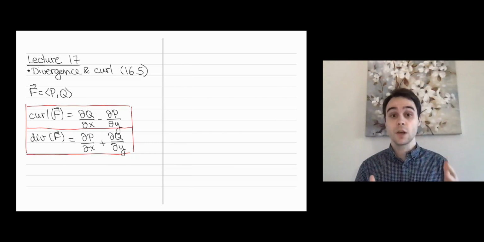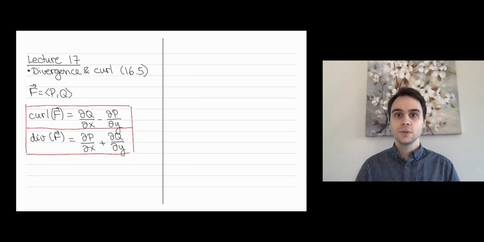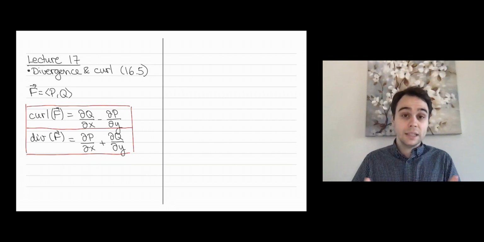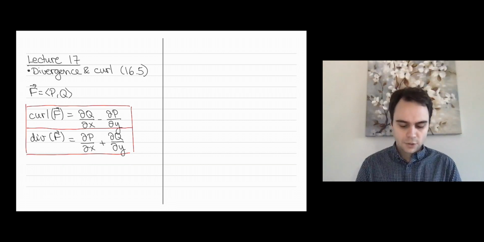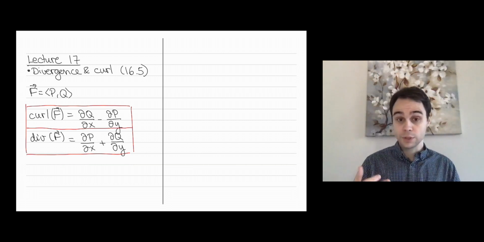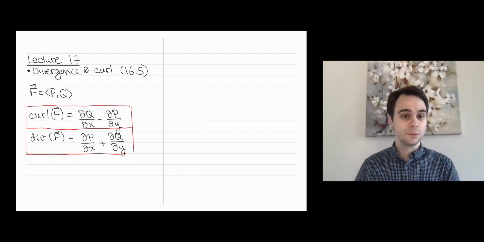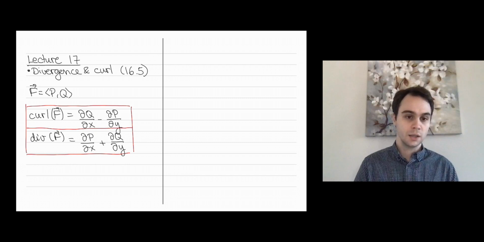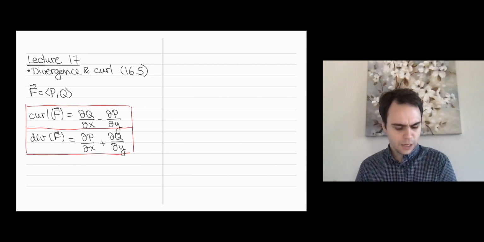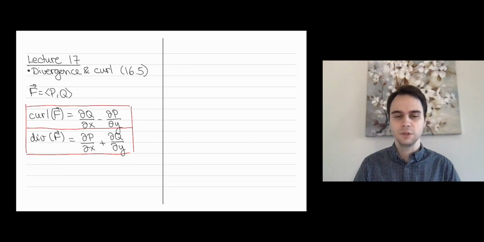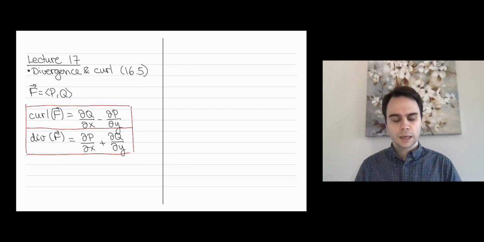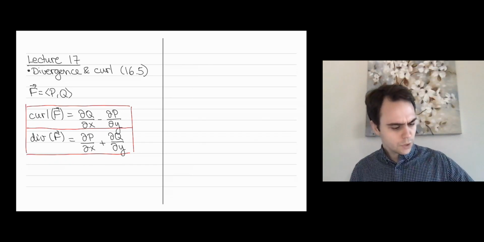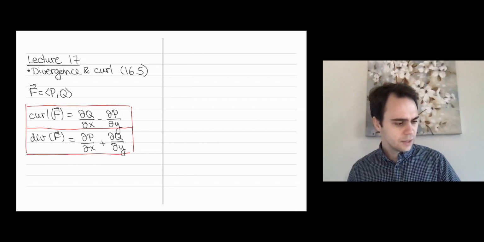The divergence, on the other hand, tells you how much the fluid is expanding or contracting at each point, right? So for example, if you have the velocity field of something like water, which is incompressible, then the divergence of this velocity field is going to be 0. So let's take a look at this.